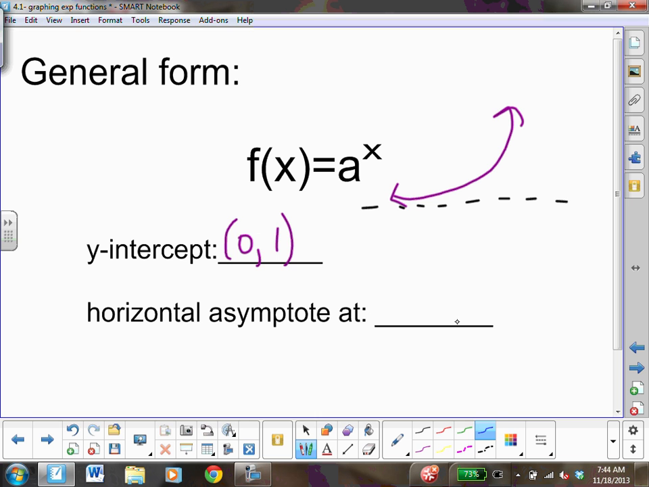This horizontal asymptote occurs because no matter what number you plug in for x, for example, 2 to the negative 100 power, notice it's very, very small. The number itself is going to become very, very small, but is never actually going to touch 0. So the horizontal asymptote is at the x-axis, or the line y equals 0.